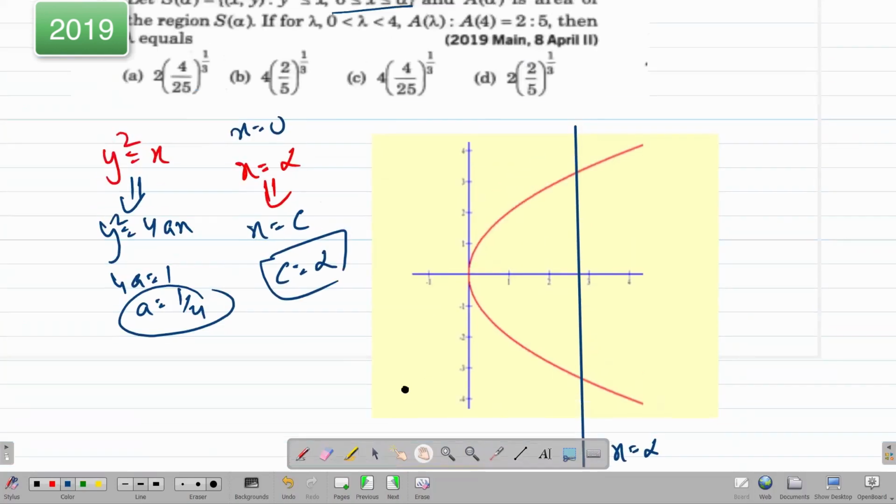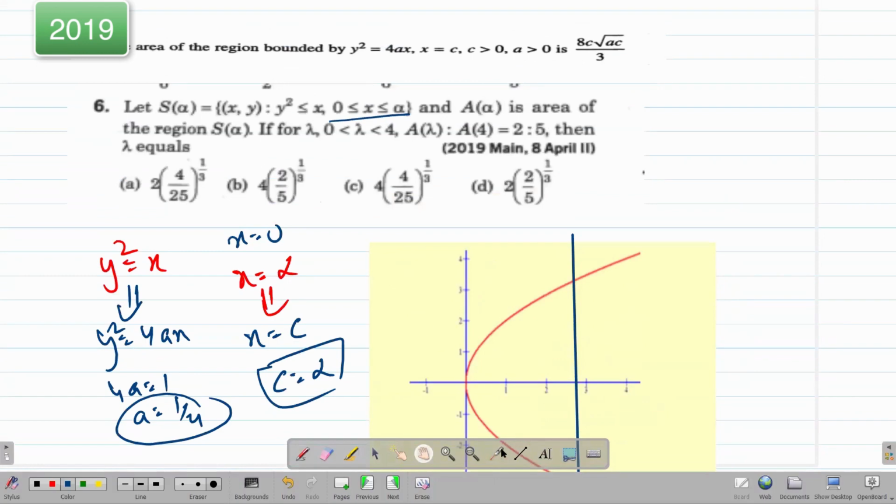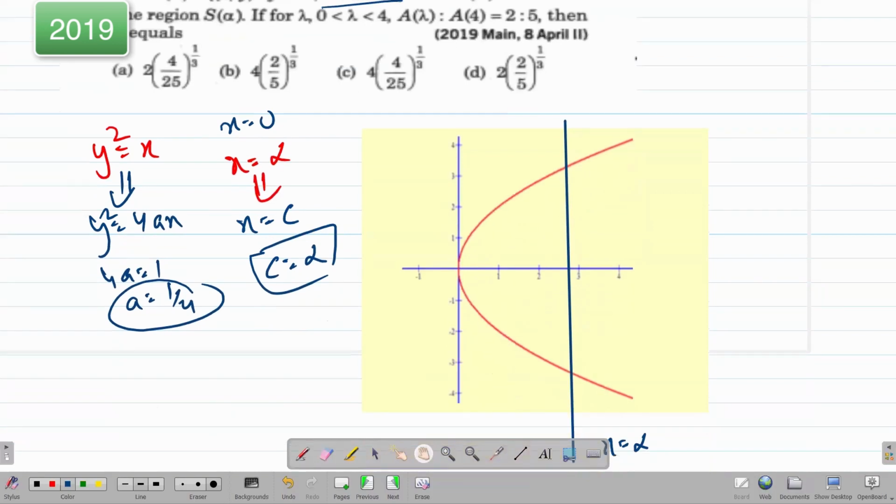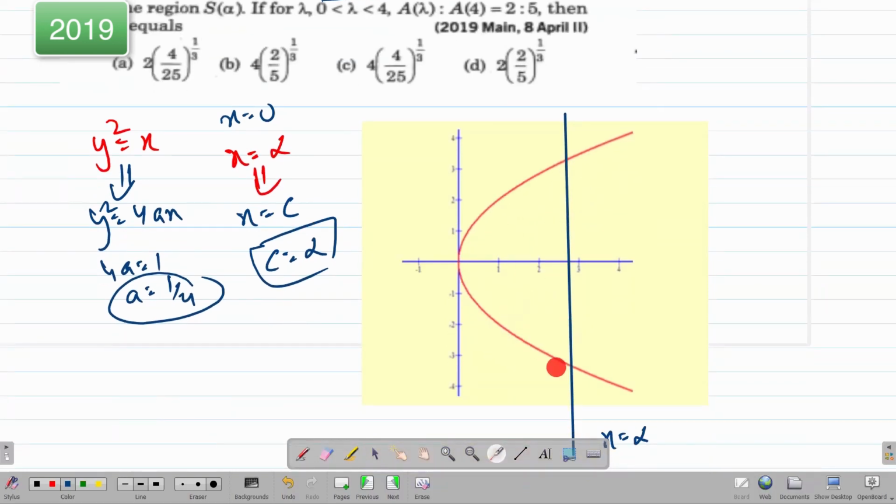Since we have to find the area enclosed between x equal to 0, x equal to alpha, and y square is equal to 4x, this whole region is the desired region. And since this parabola is symmetrical about the x-axis, we just replace this by 2 times the area of the shaded part.